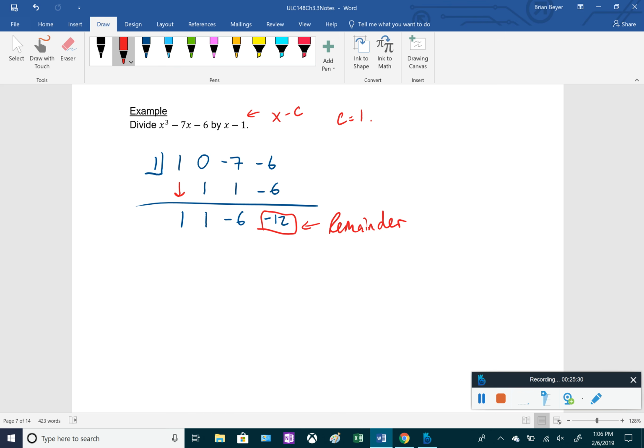Okay, so setting this up, we're going to get x cubed minus 7x minus 6, divided by x minus 1. We get the quotient, so it's going to start with an x squared: 1x squared plus 1x minus 6, plus that negative 12 over the divisor.